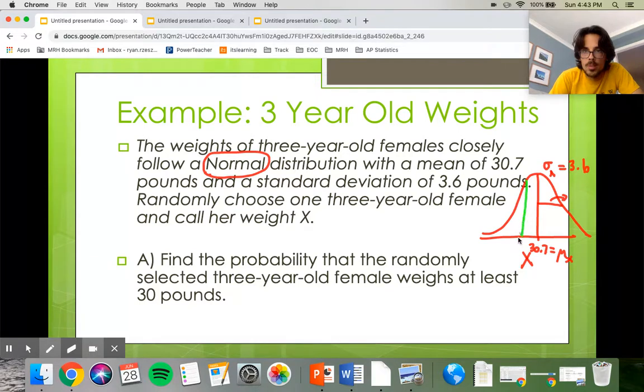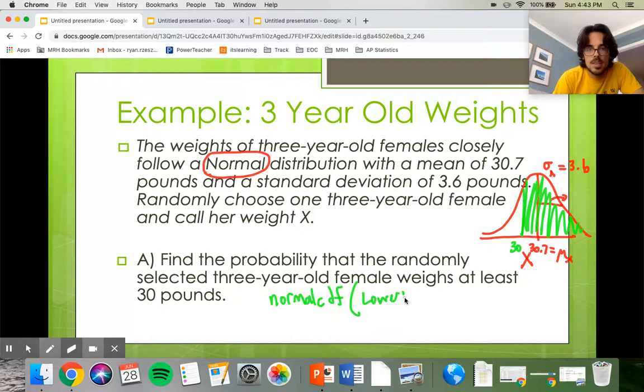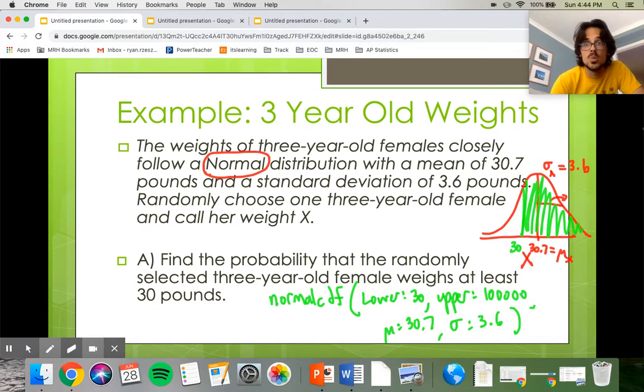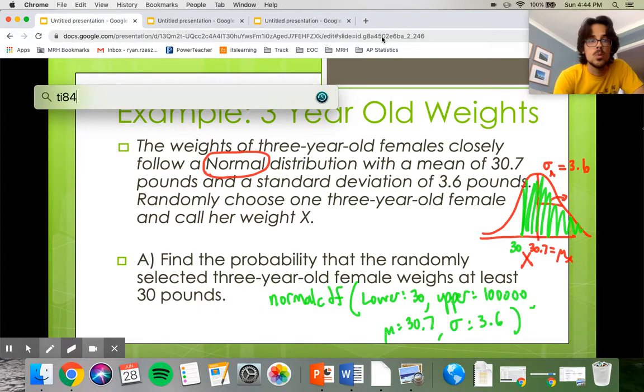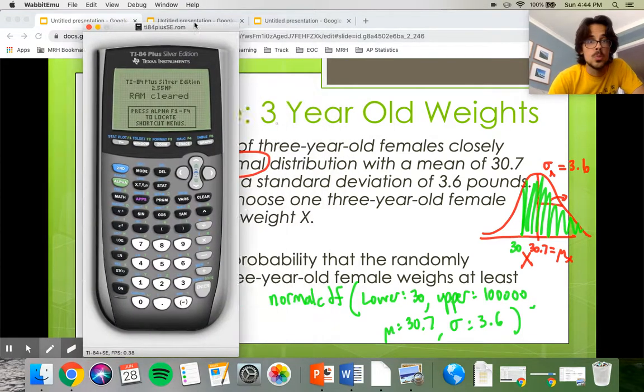So 30 would be somewhere over on the right side of the mean of 30.7. At least 30 means everything greater than 30. It really is just a matter of doing a normal CDF. You draw your picture. My lower bound is 30. My upper is a big number. My mean is 30.7, and then my standard deviation is 3.6. And then we can just use the command on our calculator like we would do earlier on in chapter 2.